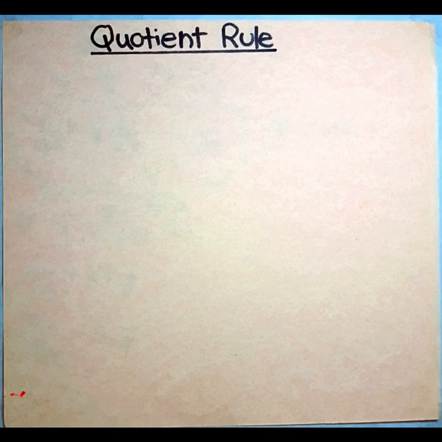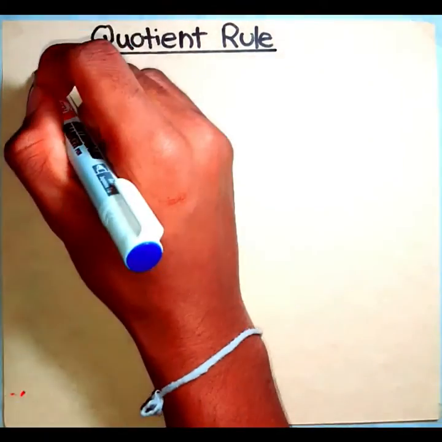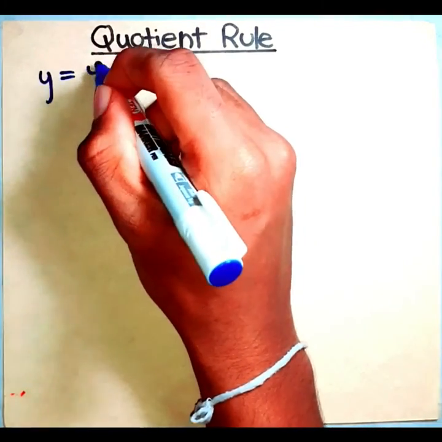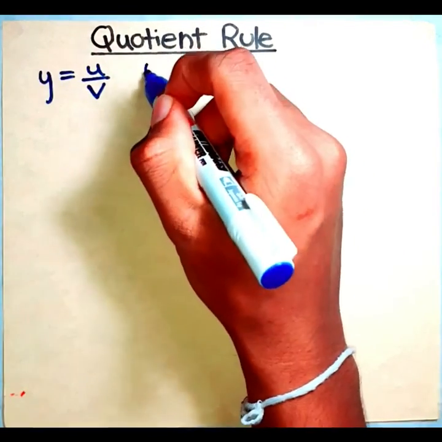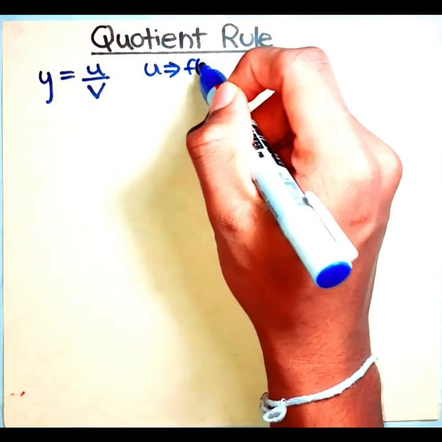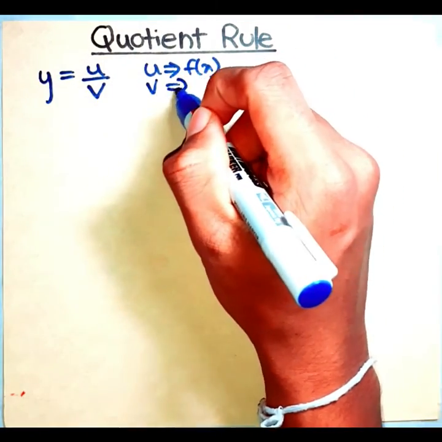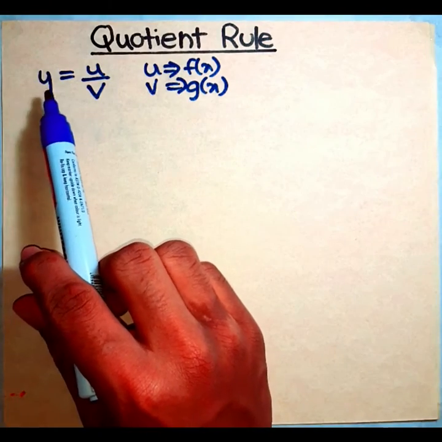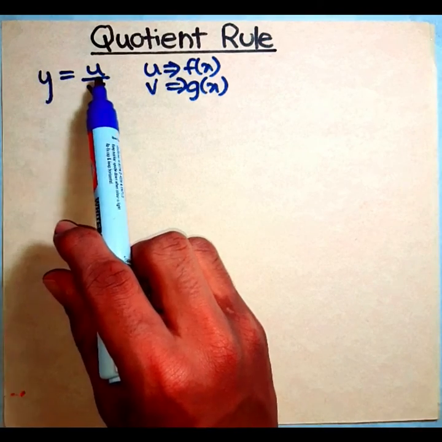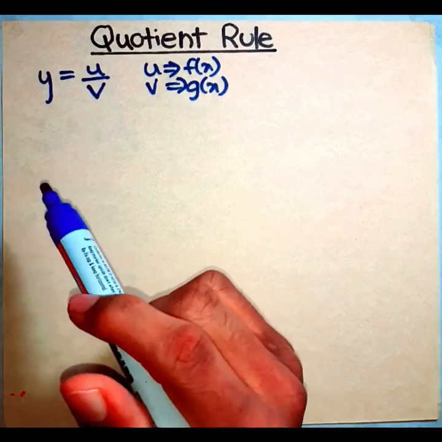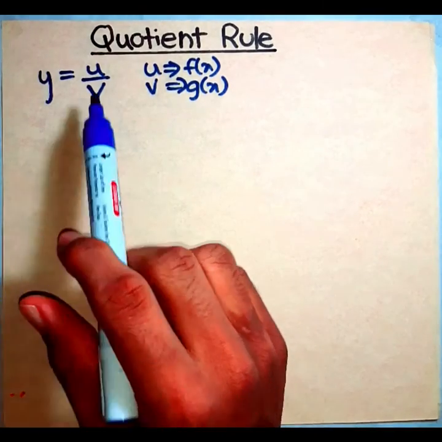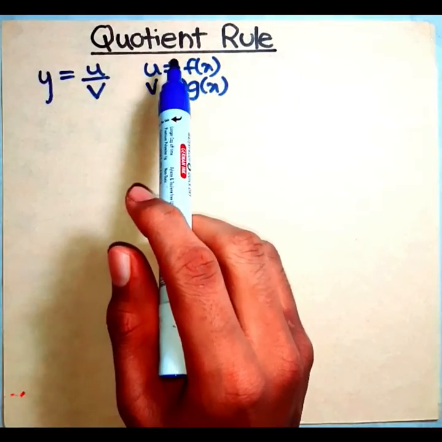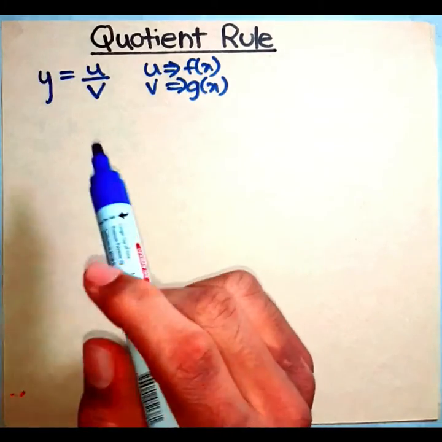Everyone, now we'll be looking at the quotient rule. We use the quotient rule when we have the format y is equal to u over v, where u is a function f of x and v is a function g of x. When we have an equation in this format, we use the quotient rule to differentiate it.